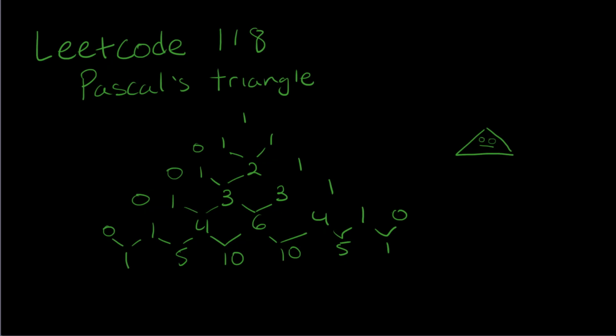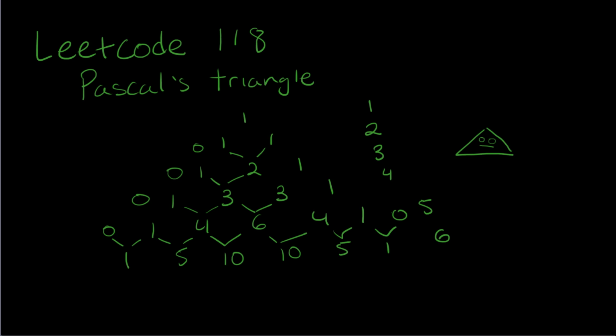The length of each row increases by 1 each time. So there's 1 element in this row. There are 2 here. There are 3 here, 4, 5, and 6. The leftmost element is always a 1. The rightmost element is always a 1.